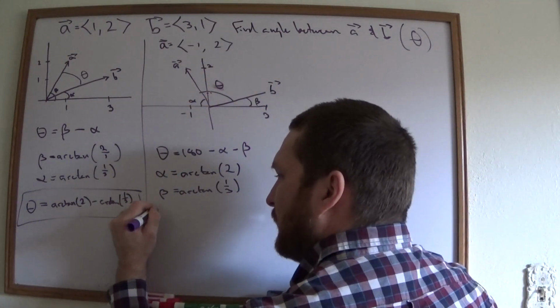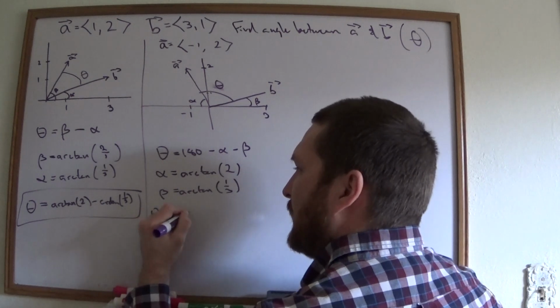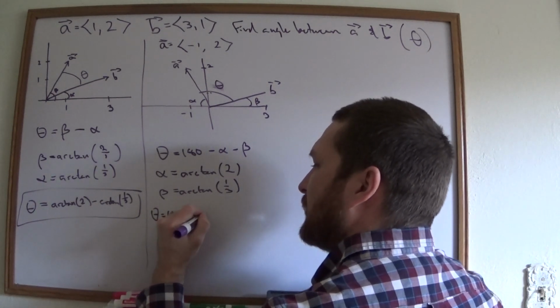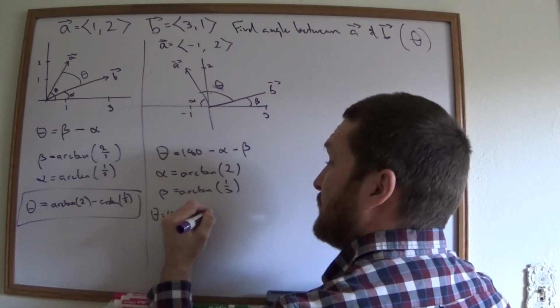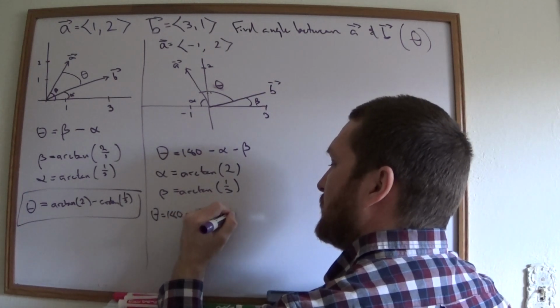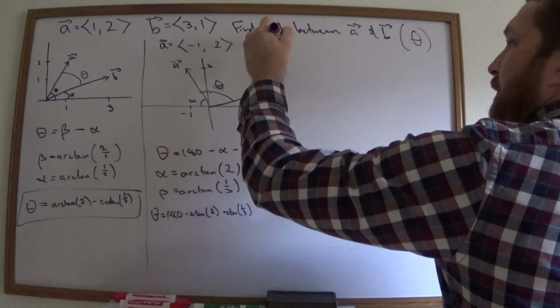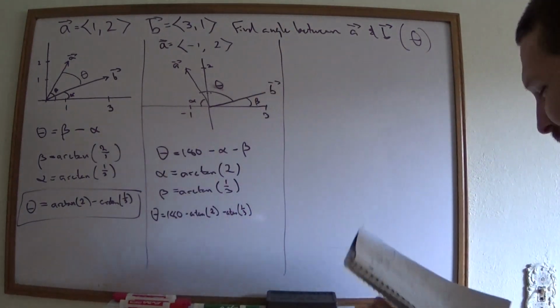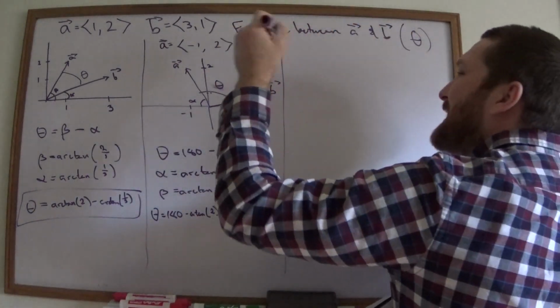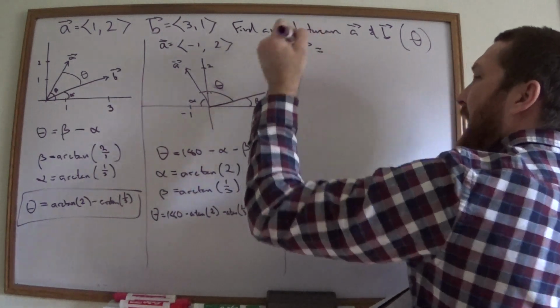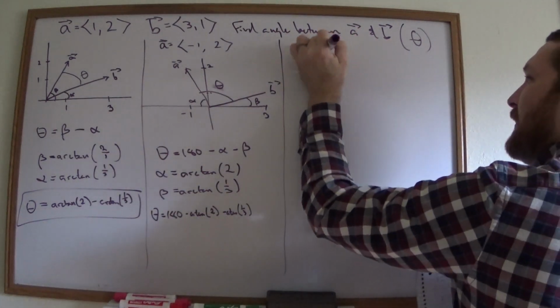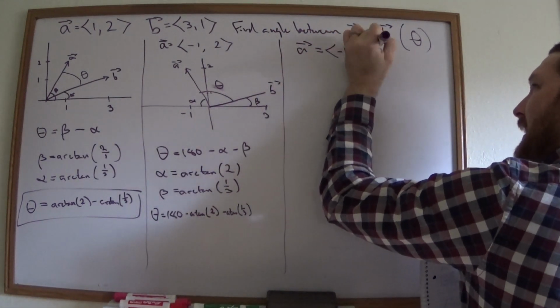And so you'd say, okay, then theta is equal to 180 minus arctan 2 minus arctan 1/3. It doesn't matter which notation, atan or arctan. And you'd be 100% right. Now, what if B's the same, but now A is equal to -1, -2?